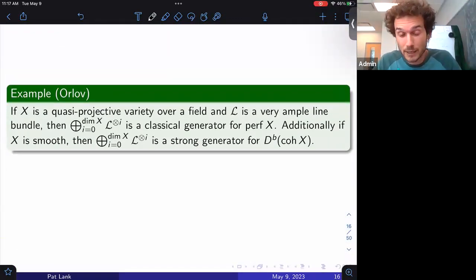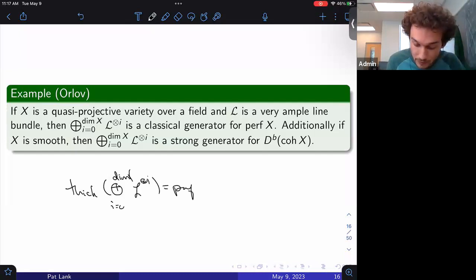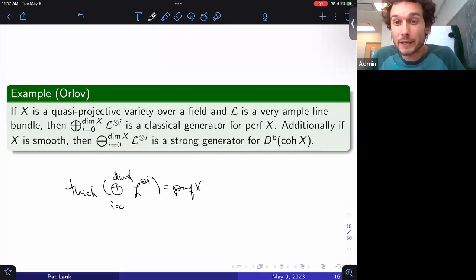In the geometric setting, we have a very nice result by Orlov. Let X be a quasi-projective variety over a field. If I take a very ample line bundle L, the direct sum of the tensor powers of L, ranging from 0 to the dimension, is a classical generator for all perfect complexes. So what this says is that thick of this direct sum is exactly perfect complexes. If I assume that X is smooth, this actually turns out to be a strong generator for D^b(coh X).